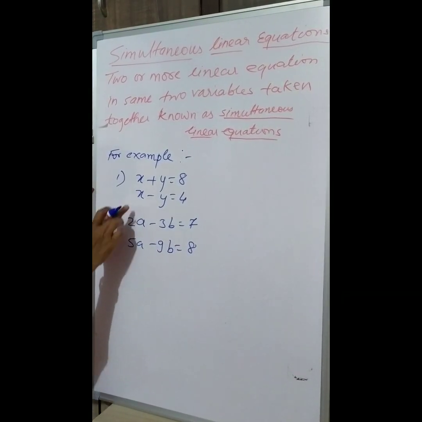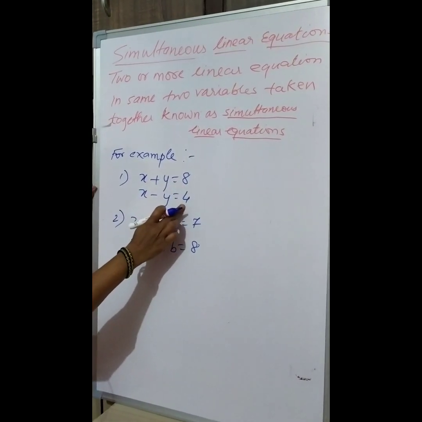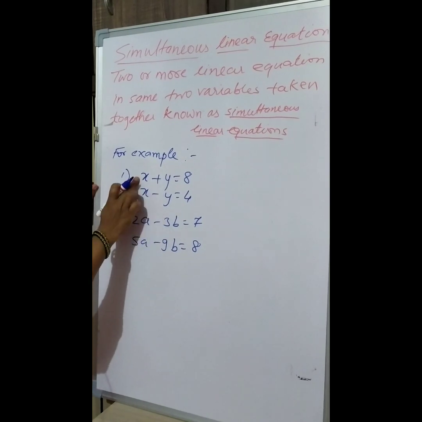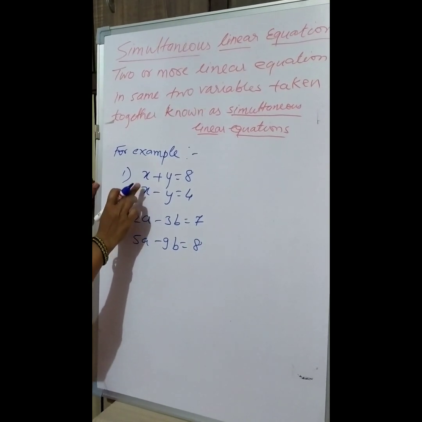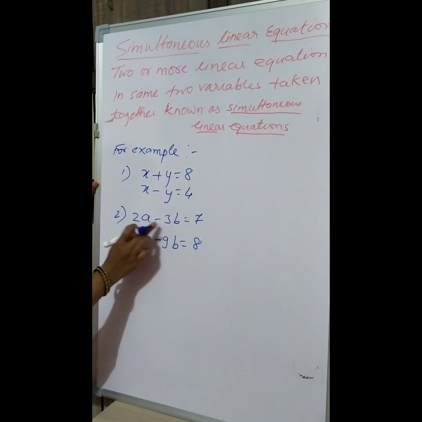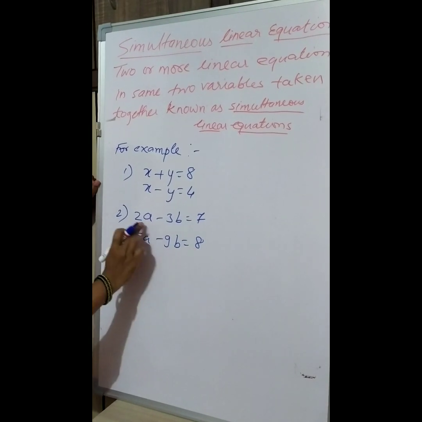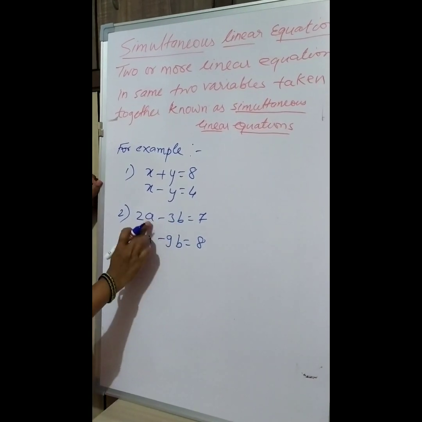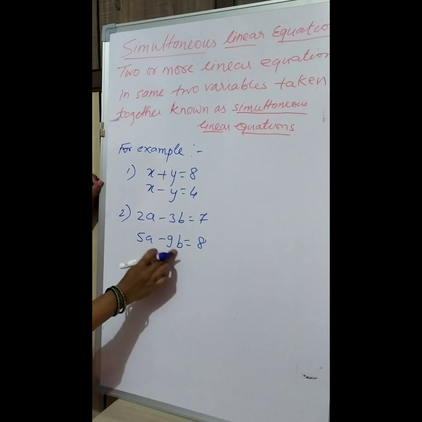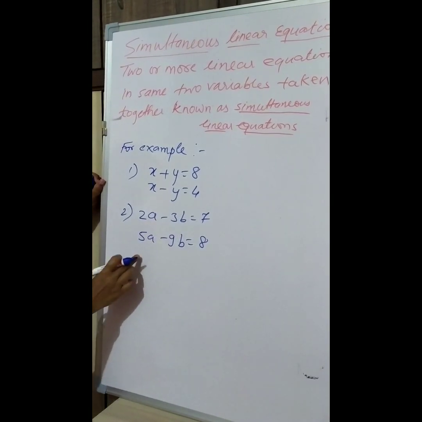So just take a look. x plus y is equal to 8, x minus y is equal to 4. Now in this example, variables are same in both the equations here. So that's why it is called a simultaneous linear equation. Now similarly here also 2a minus 3b is equal to 7, 5a minus 9b is equal to 8. Here in both the equations you see a, b is there. So two variables, same variables are there in both the equations. That's why these are called simultaneous equations.